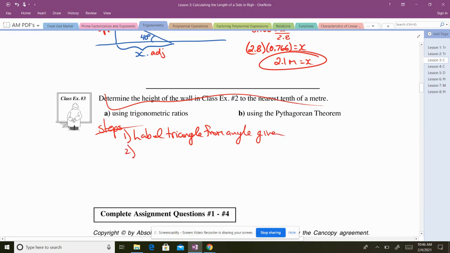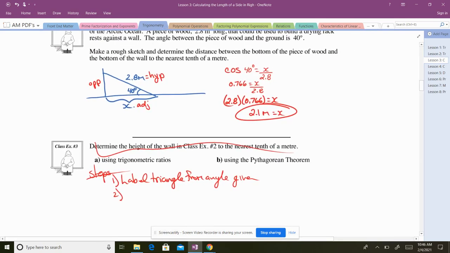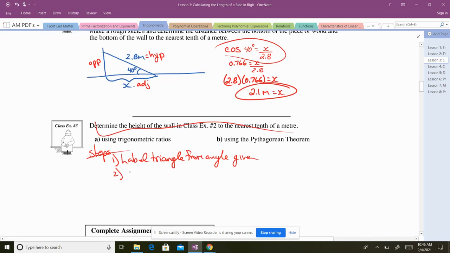Step 2. Then what? We're not there yet, that's the next step of the problem. And all these ones you'll be given the angle. So then we had to figure out what trig function, right? Based on the sides that you know and the one we're trying to find. So determine trig function.